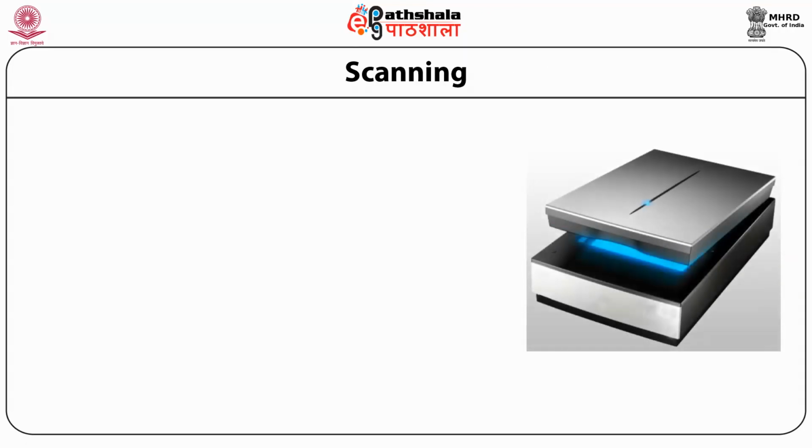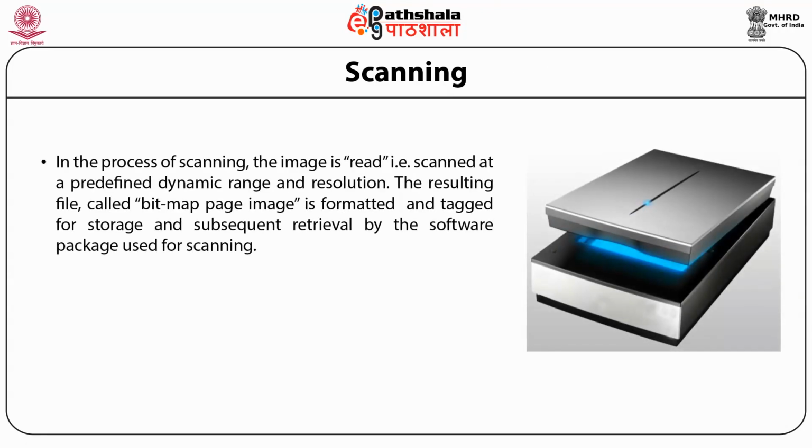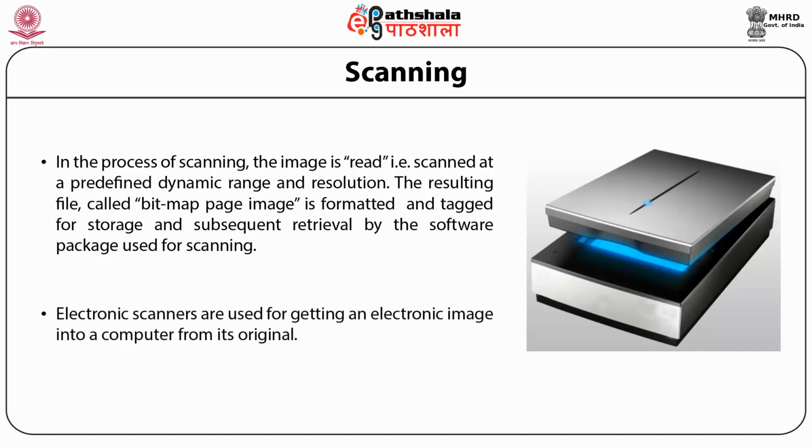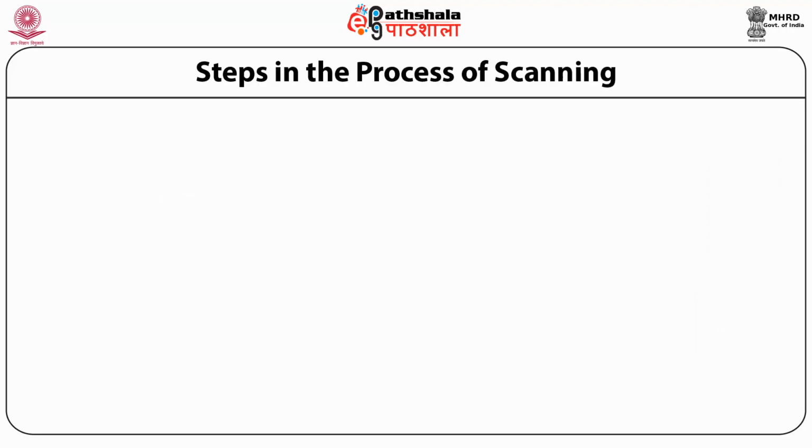Then comes the steps of scanning. In this process of scanning, the image is read, that is scanned, at a predefined dynamic range and resolution. The resulting file, called a bitmap image, is formatted and tagged for storage and subsequent retrieval by the software package used for scanning. Electronic scanners are used for getting an electronic image into the computer from its original.